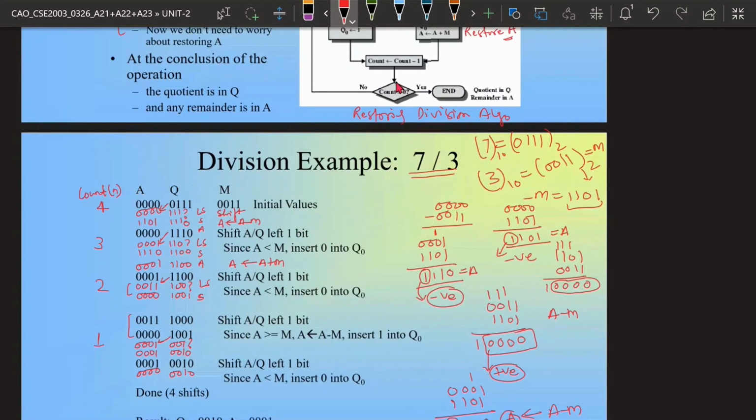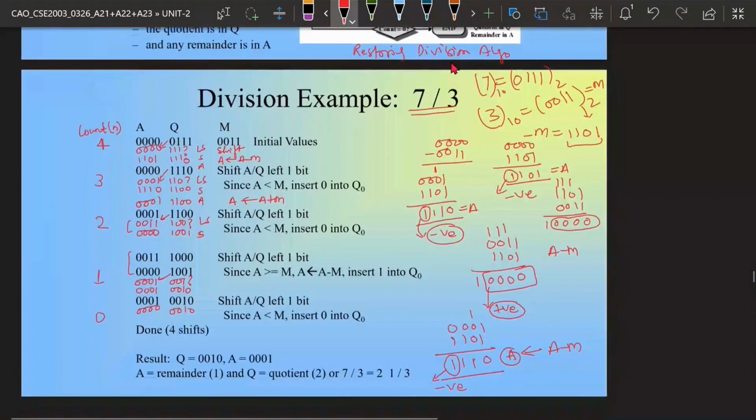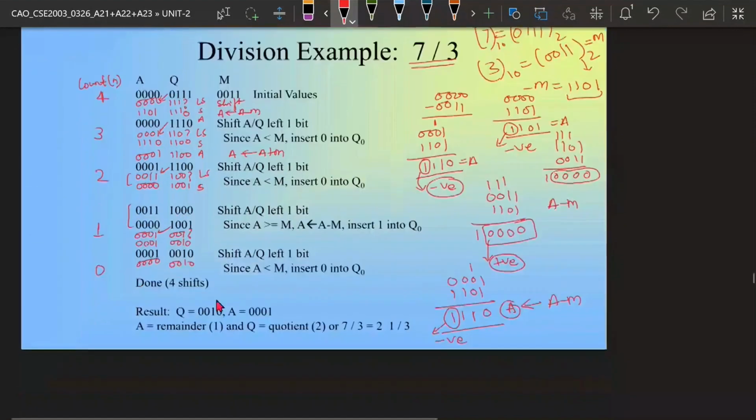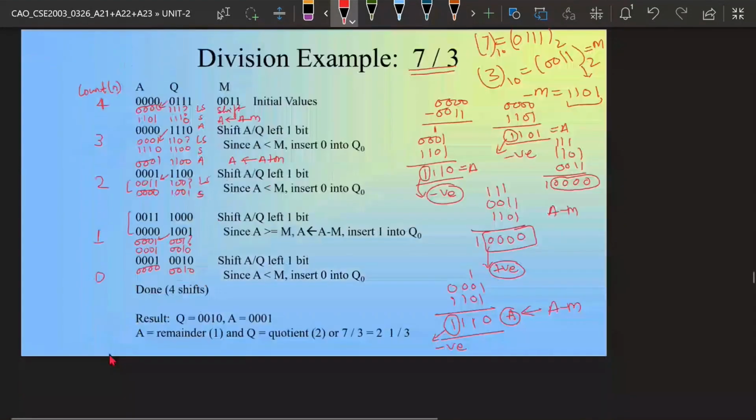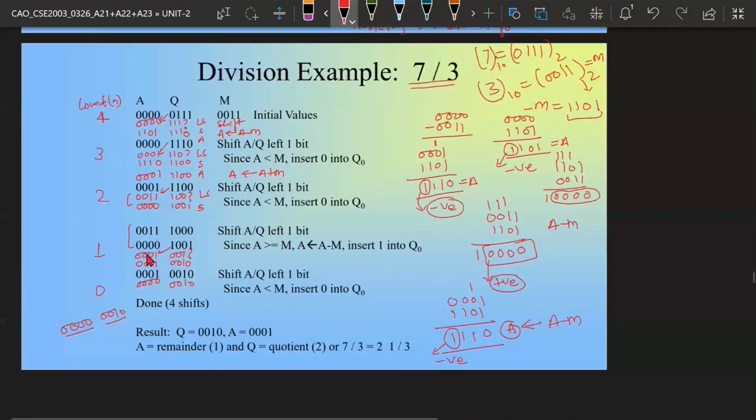Once this is the end of the operation, the result will be stored into A and Q. So A and Q will be having the result. Up to here, the answer should be 0, 0, 0, 1. So we will just see, we need to do the left shift. Once we have done the left shift, this is coming out here, 0, 0, 0, 1 is there.